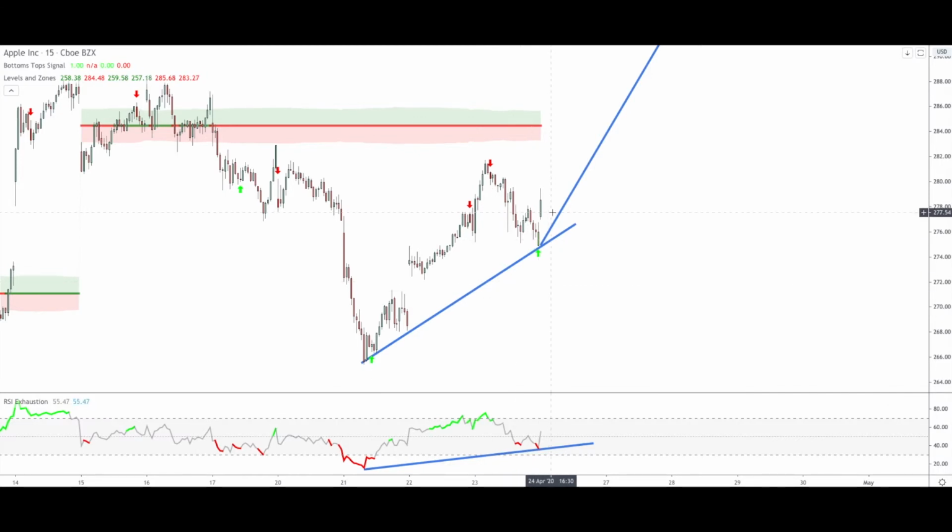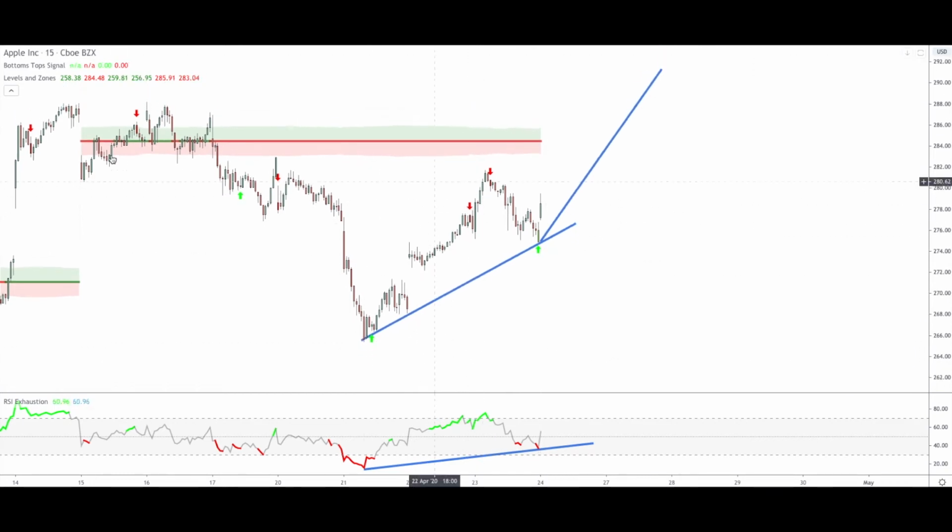We know from past experience that once we have this kind of setup, we can expect the same length of this first movement to be projected in the future. So our target is going to be, let me draw this for you.